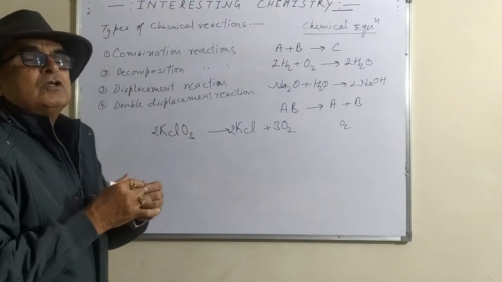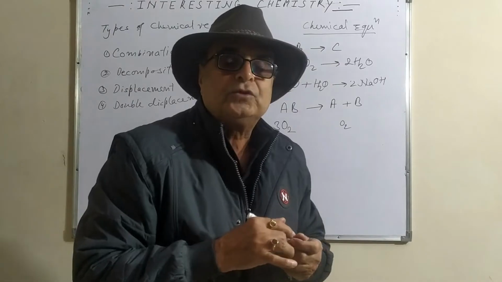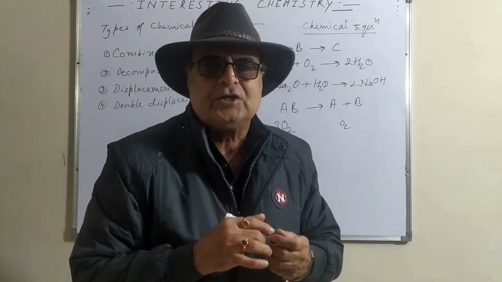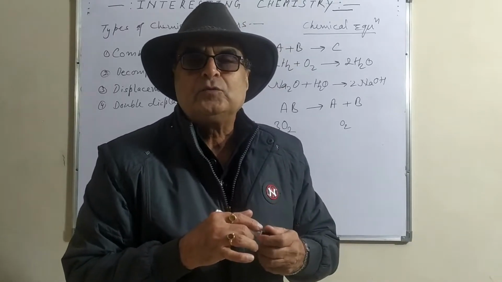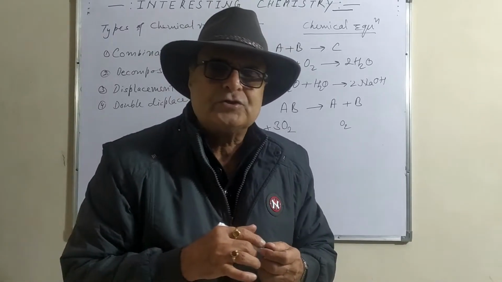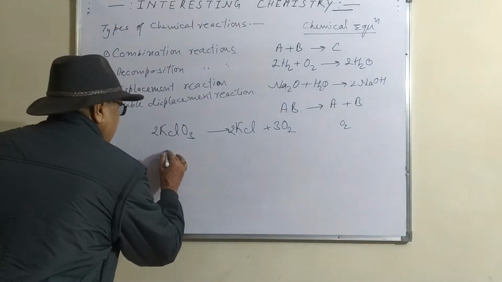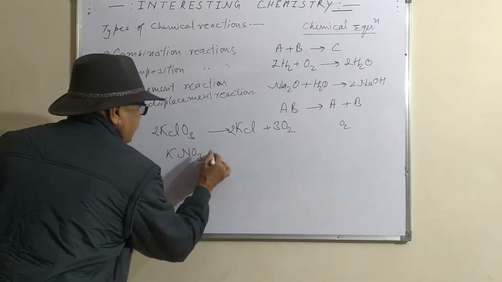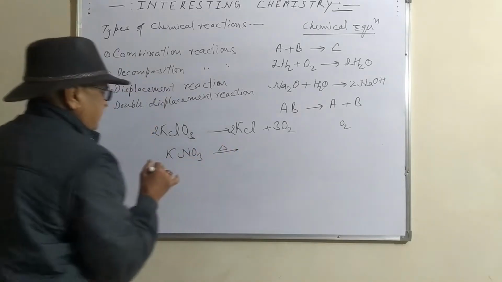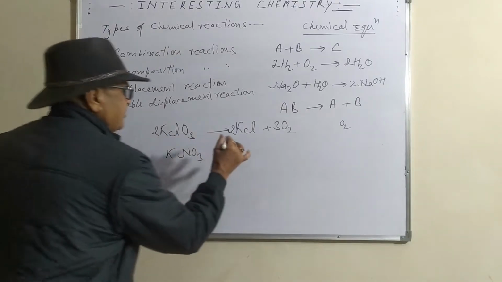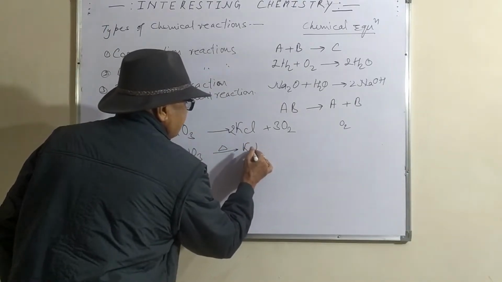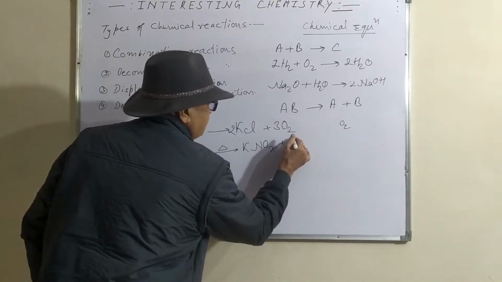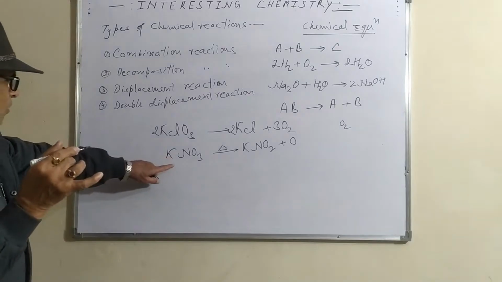Again, I am going to suppose when KNO3, potassium nitrate, is heated, it will turn into potassium nitrite and oxygen. Suppose you have taken the potassium nitrate. When it is heated, it will be changed into potassium nitrite, KNO2, plus O. This is O. And this, how will you write?